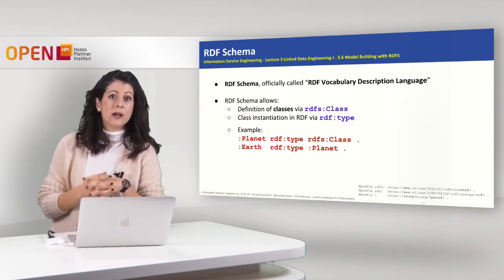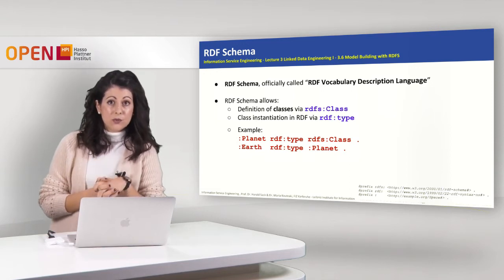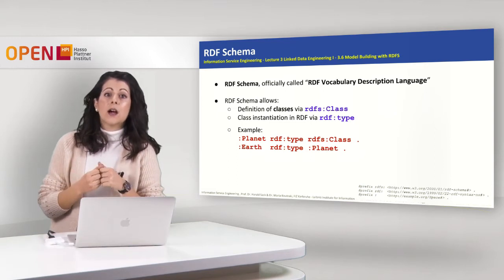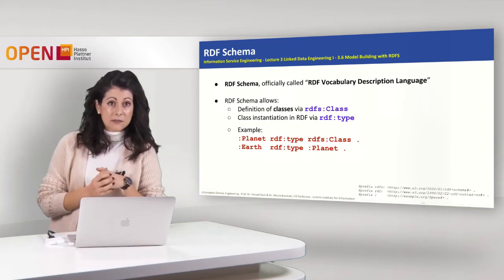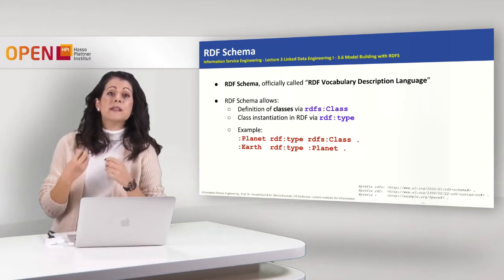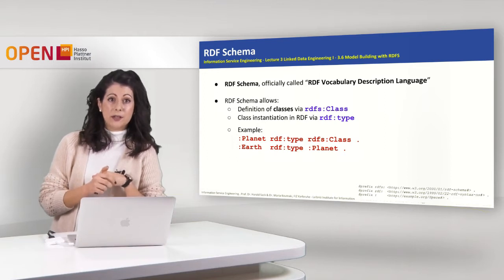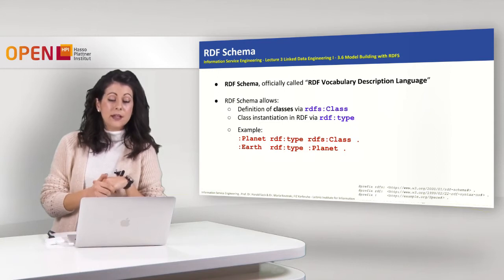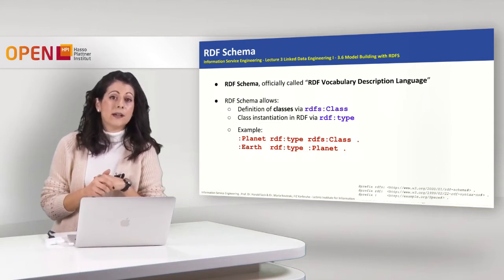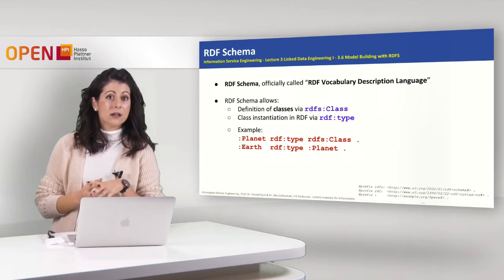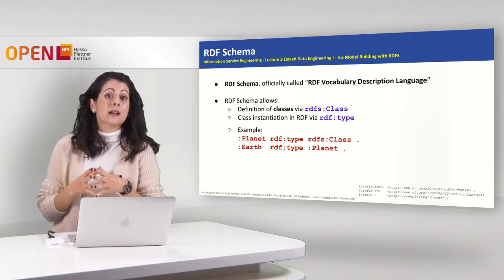So RDF schema officially is called RDF vocabulary description language. And here the RDF schema allows the definition of classes via the RDFS class. And there we can have instantiations of those classes. And to have that, we are going to use the RDF type property. And let's see an example. So what can we say here is that planet is of RDF type RDFS class. And this is how we define that something is a class.